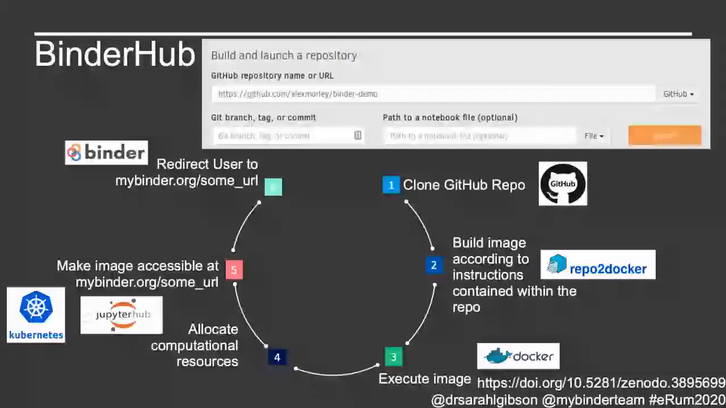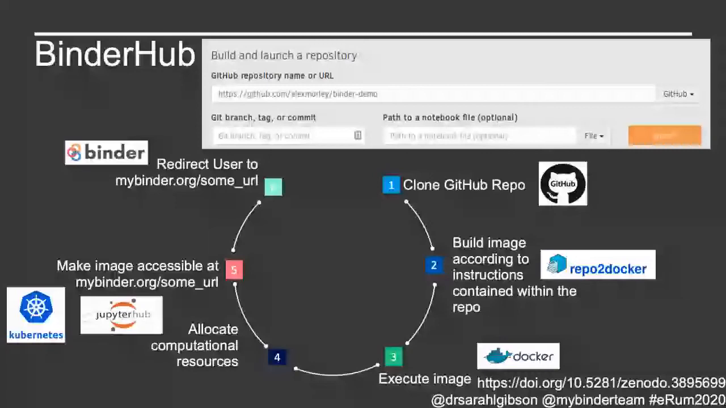And then we have a JupyterHub running underneath that provides a connection between the running Docker container and the computational resources. In this case, our resources are Kubernetes clusters in the cloud. And then Binder itself is a thin layer on top of all of these tools that redirects the user's browser to the running Jupyter server in the container, which JupyterHub has made available.